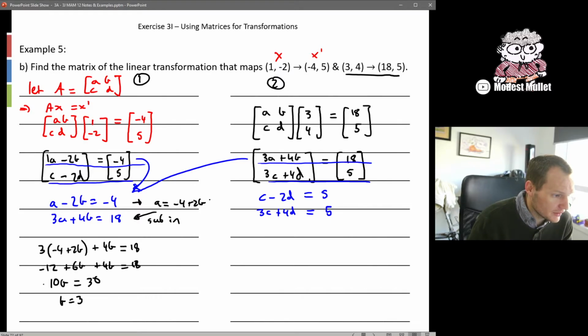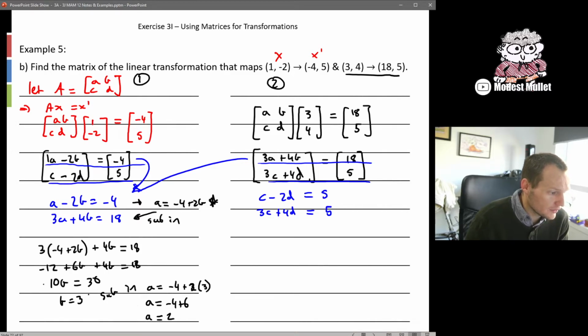I'm going to sub that back in now, up here, so we get a is equal to -4 plus 2 by 3. a is equal to -4 plus 6. a is equal to 2. Okay, so I've got my a and b values from my transformation matrix from solving that set of simultaneous equations. Now I need to just solve this other one.